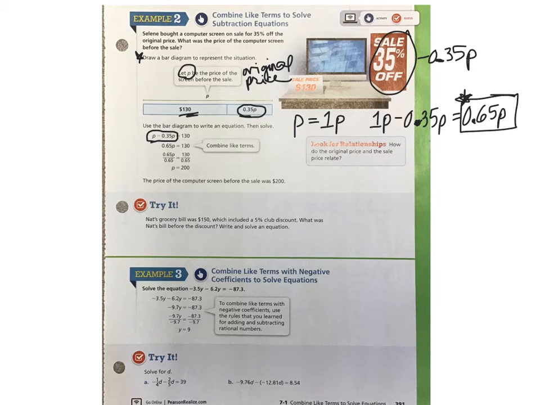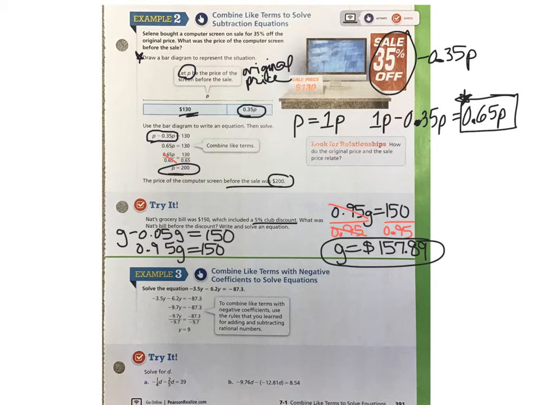Now, in order to solve that, you're going to do what you see here in the work, which is divide both sides by 0.65. And when you do that, you find that P is equal to 200. So before the sale, the price of that computer screen was $200. Now I'd like for you to do the try it and come back and check your equation and your answer and work that goes with that.